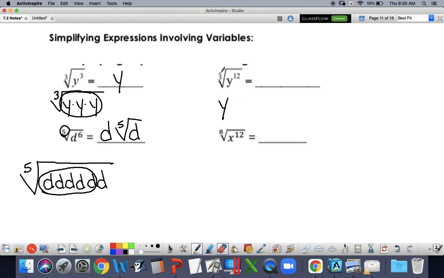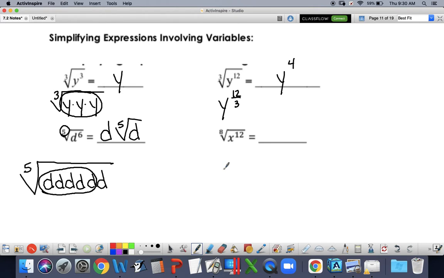When I do that, the index number here is my denominator, and I have a 12 on top. Now in this case, 12 divided by 3 is just 4, so I wind up with y to the 4th power. Can't really simplify more than that. I am done. Now let's look at this example down here.